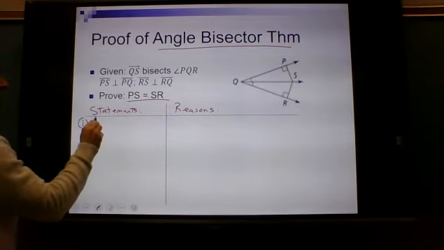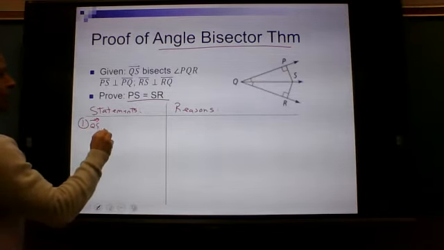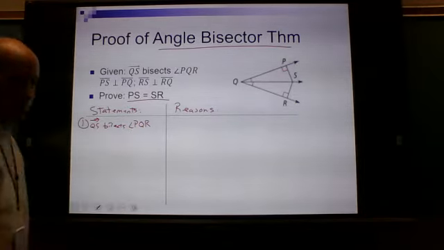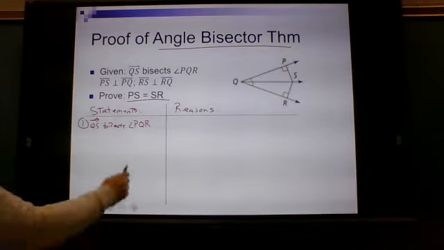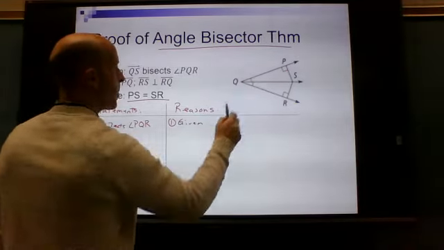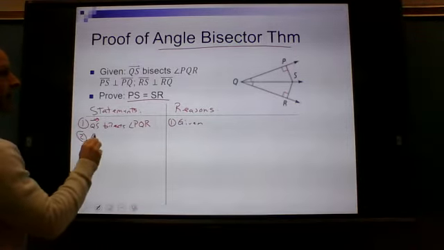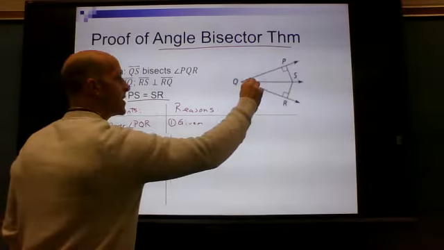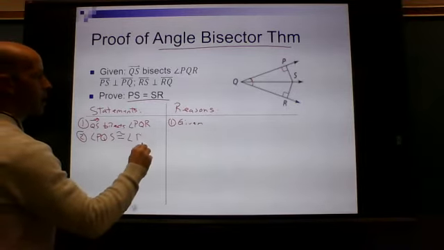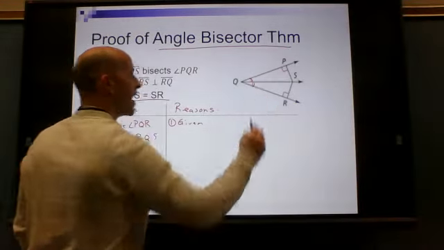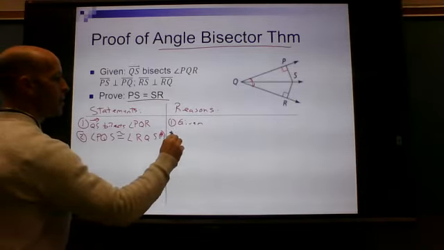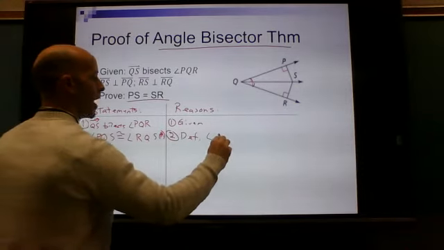I'm going to say that QS bisects angle PQR. If it bisects angle PQR, by the way, that's given. If it bisects it, well, then that implies that angle PQS, that's this angle right here, has to be congruent to angle RQS. That's this angle here. So now we have an angle congruent to an angle, and that's going to be by the definition of an angle bisector.